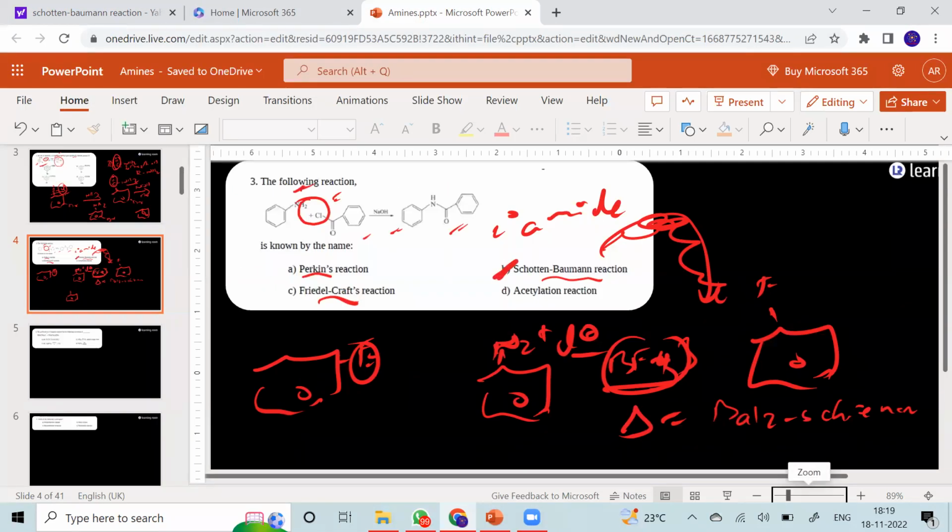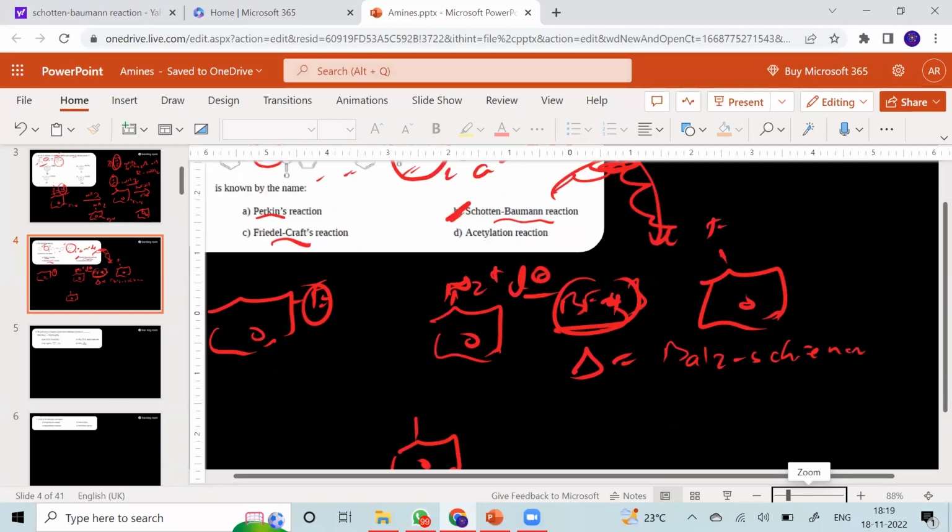Whenever your aromatic ring is coming and attaching with nitrogen, that kind of reaction is what is called Scott-Bowman reactions. Okay. All right. Moving on.